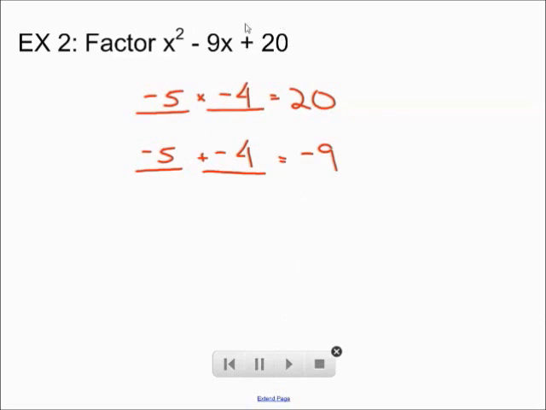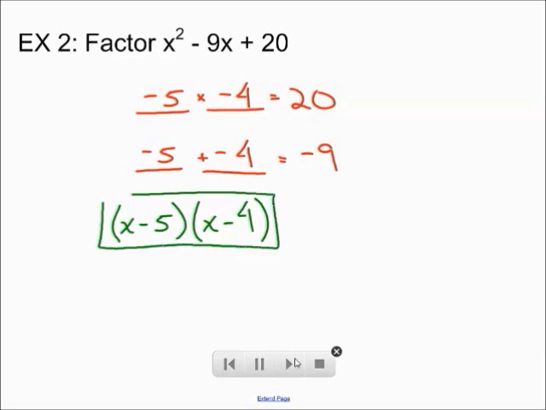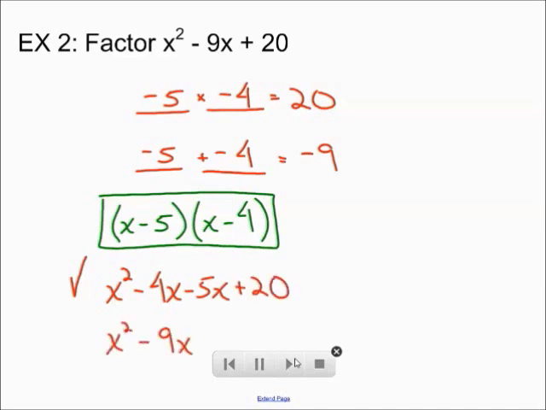But we know the factors of 20 both have to be negative, because that's the only way we can get a negative sum. So that means our factorization of the original trinomial would be x minus 5 times x minus 4. Check that answer again. X times x is x squared, x times -4 is -4x, -5 times x is -5x, and -5 times -4 is 20. Combine like terms, we see we get the original trinomial.